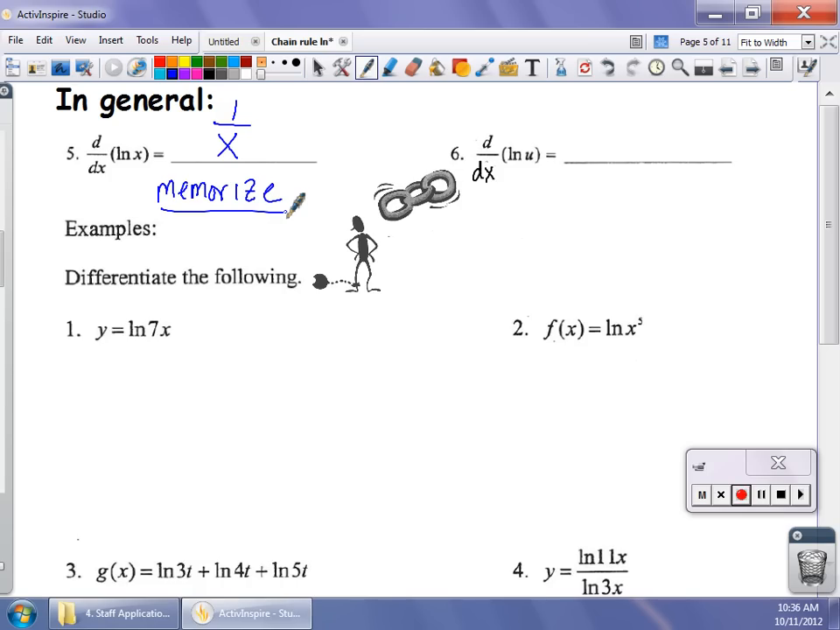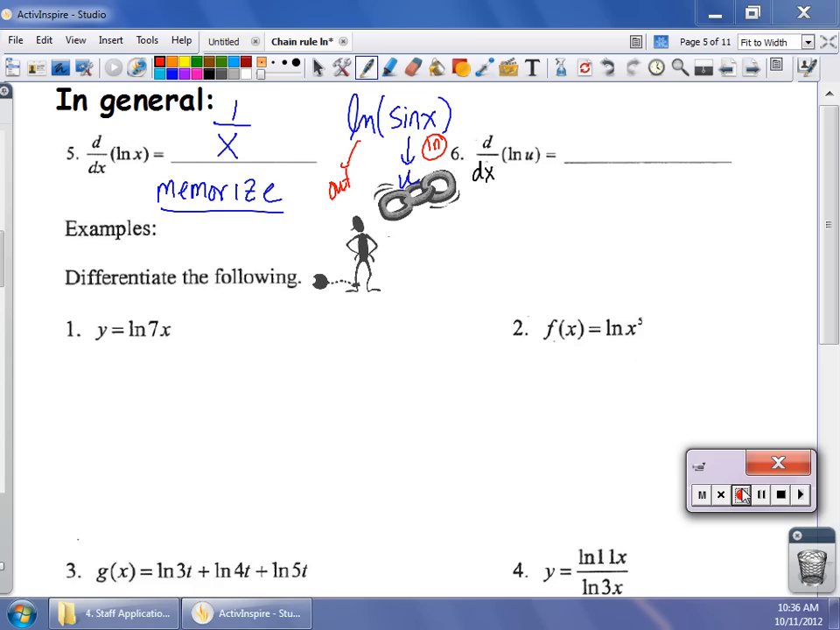The derivative of the ln of u, remember we've talked about u is kind of like a dummy variable, and it holds the place of a function other than x. So it might be something like ln of the sine of x, so that sine of x is u. So u is holding the place of any other function besides x. When we find the derivative of the ln of sine x, or the ln of u, notice that we have an inside function, which is the sine x, and we have an outside function, which is ln.